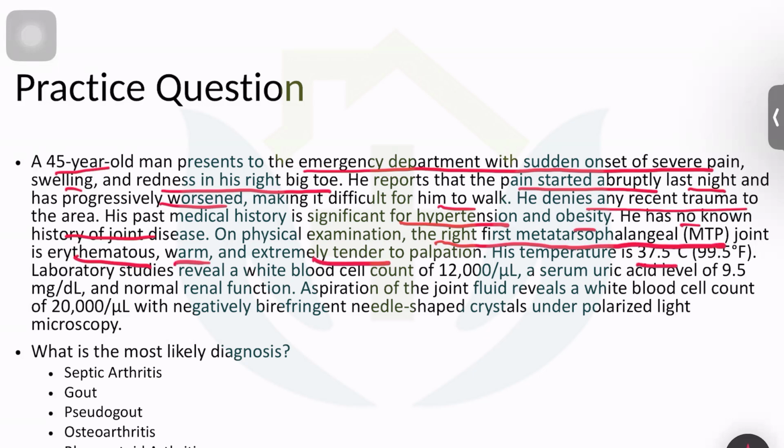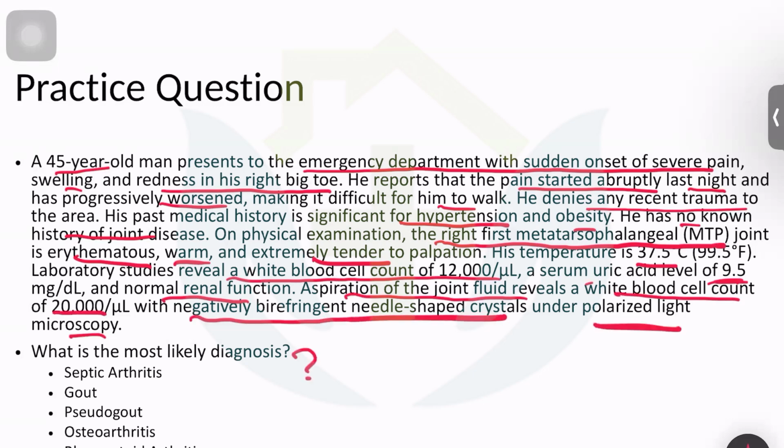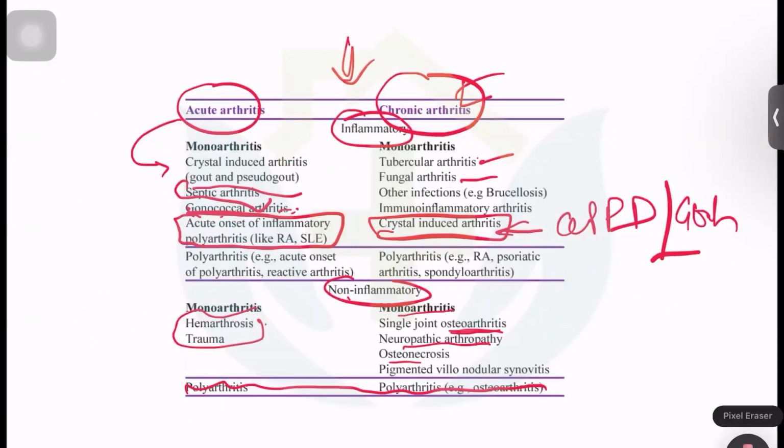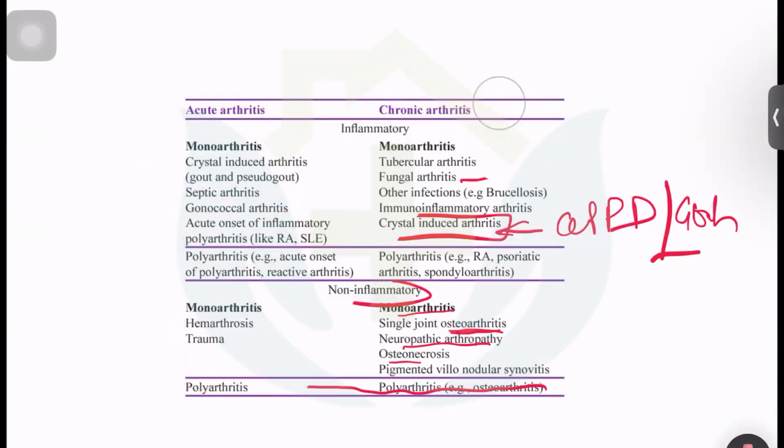Temperature is 37.5. Lab studies show TLC elevated at 12,000. Serum uric acid level of 9.5. Normal renal function. Aspiration of the joint shows white blood cell count of 20,000. Negatively birefringent needle-shaped crystals under polarized light. What is the diagnosis? Gout. Easy.